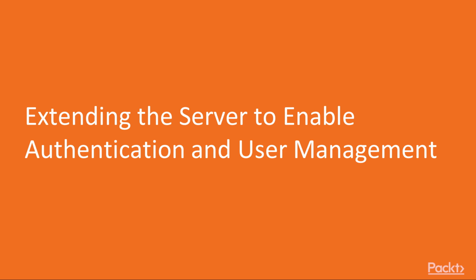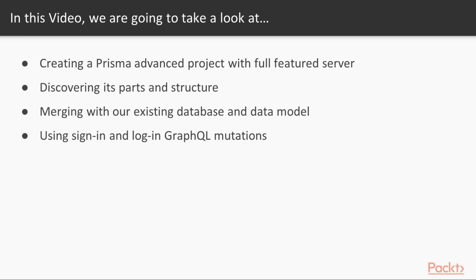We will add the authentication and user management. We will be creating a Prisma Advanced project with the full featured server. Then we will discover all its parts and the overall structure. And then, of course, we will merge our existing database or data model, which we already are using, into the new one. And finally, we will also use the sign in and login GraphQL mutations to check if all is working properly.